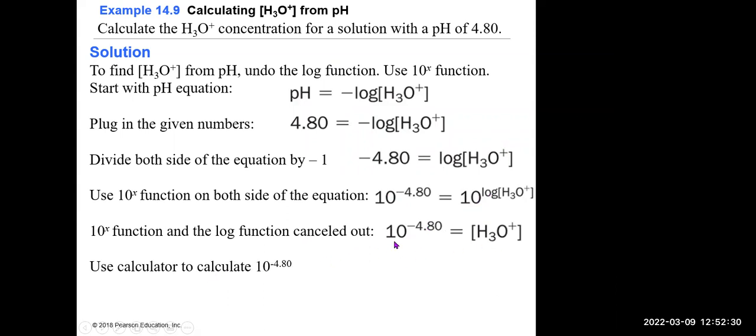Then use your calculator to calculate 10 to the negative 4.80 power. The calculator can do that. So therefore we get 1.6 times 10 to the negative 5.